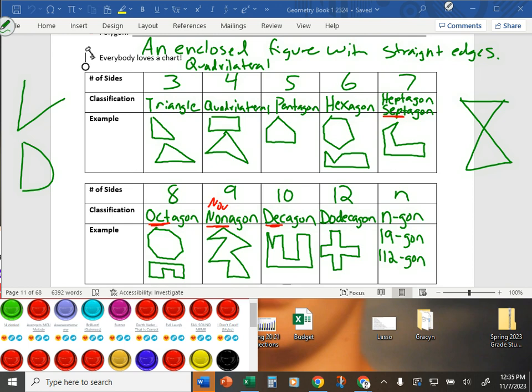What if it's a curve? Curved breaks our definition of a straight edge. So if it has a curved side, it is not a polygon. If I go to high school and they ask me what a 19-sided shape is, should I say a 19-gon? Yes, you should. And they'll say it's correct.